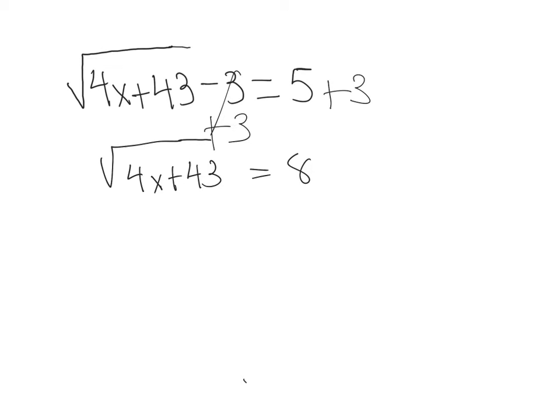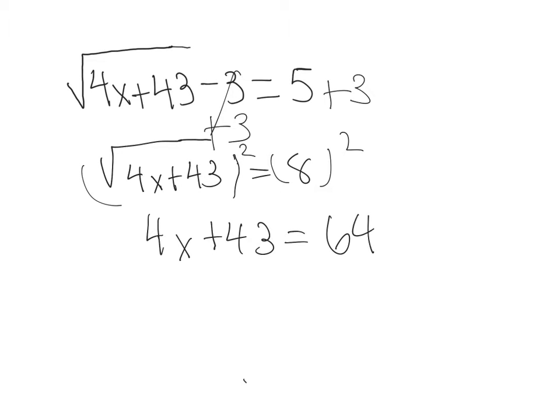And in order to get rid of the square root, you're going to have to square the problem. So when you square the problem, you are left with 4x plus 43 equals 64.